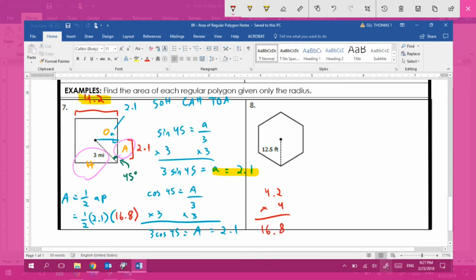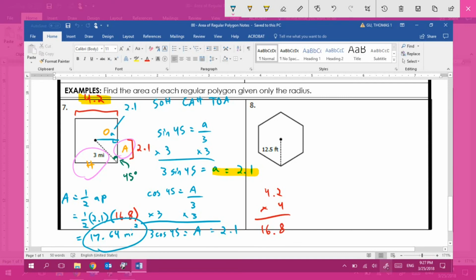And then I'm going to put that into my calculator. And that gives me about 17.64 if I did 2 decimals, or 17.6 if I did 1 decimal. So 17.64 miles squared. And that is number 7. So you guys try number 8.